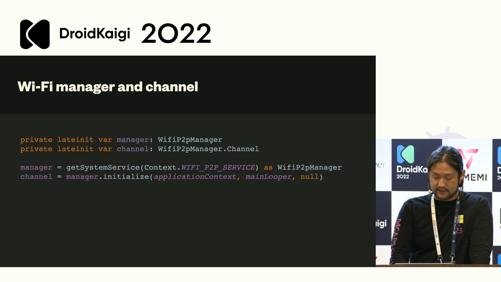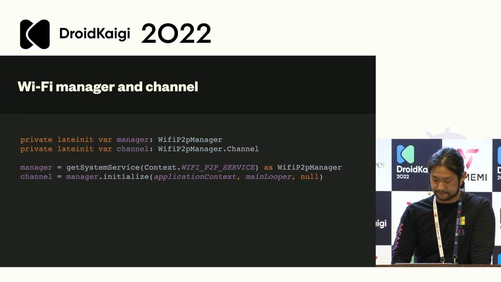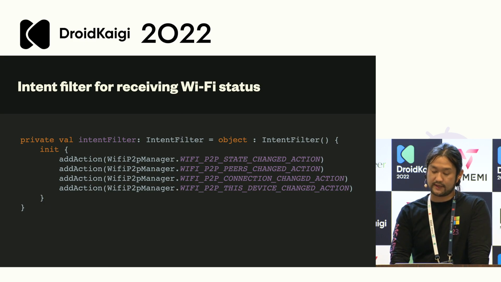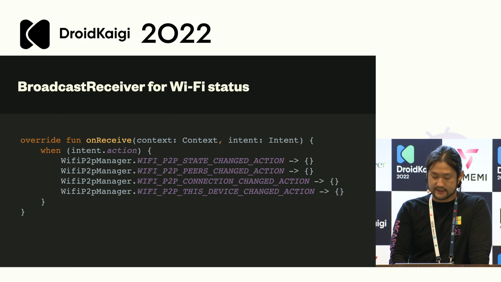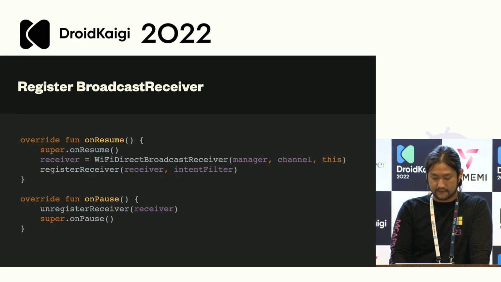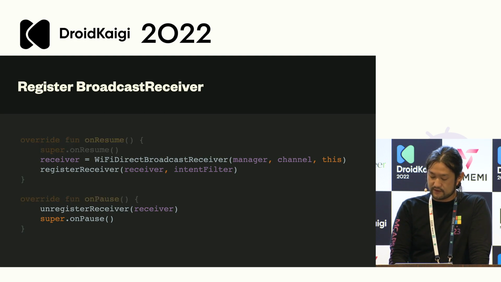Now, we will get the Wi-Fi P2P manager and channel we will use to connect over Wi-Fi. What we will do now is to find peers to connect to. To do this, we need an intent filter and a broadcast receiver in case there is a change in peers. This is the broadcast receiver. Each callback should be implemented later, so don't worry about that. The broadcast receiver and the intent filter should be tied to the lifecycle with onResume and onPause, as you would normally do.